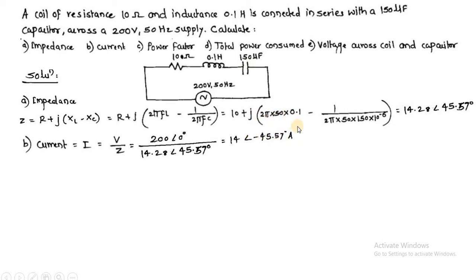So whatever we calculated, that is correct in nature. Angle I is coming negative because current is going to lag, and angle phi of Z is going to be positive because the impedance triangle of an inductive circuit is going to lie in the first quadrant.